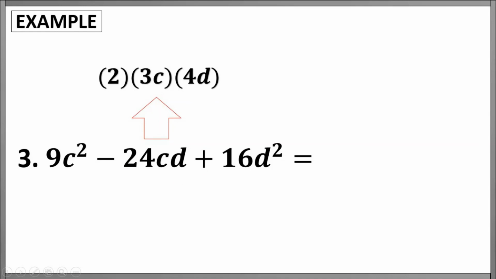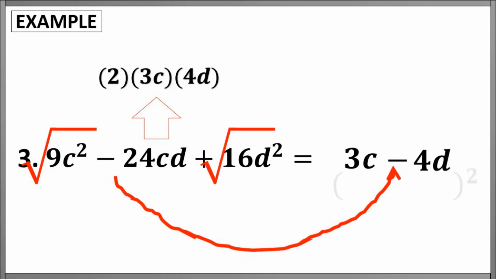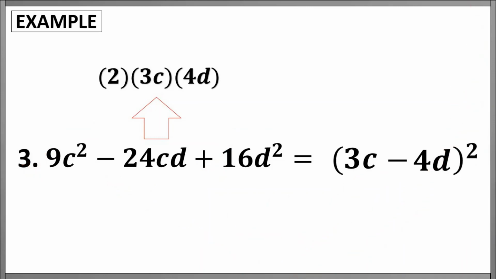Express it as a square of a binomial. The square root of 9c squared is 3c. Copying the minus operation here, and then getting the square root of 16d squared, which is 4d. Now all we have to do is to square this binomial. So 9c squared minus 24cd plus 16d squared is equivalent to the square of 3c minus 4d.